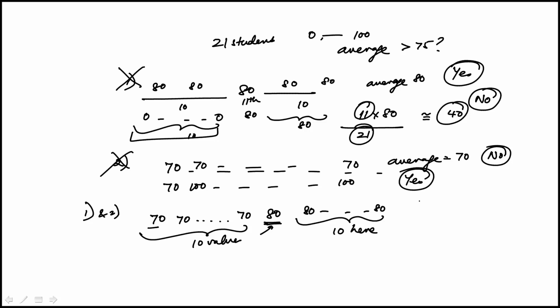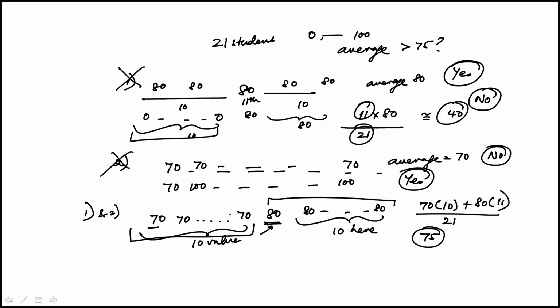And in this case, the average would be 70 times 10 plus 80 times 11 over 21. You'll notice more than half are 80. Let's see how to do it without the calculation. The average of 70 and 80 is 75, but more than half are 80. So that means the average will be slightly more than 75.